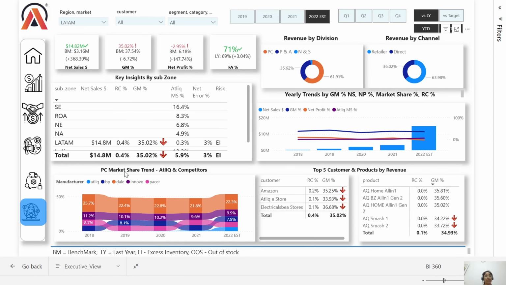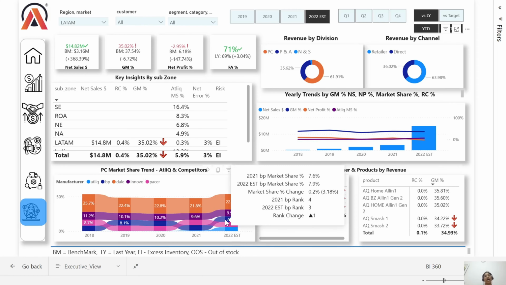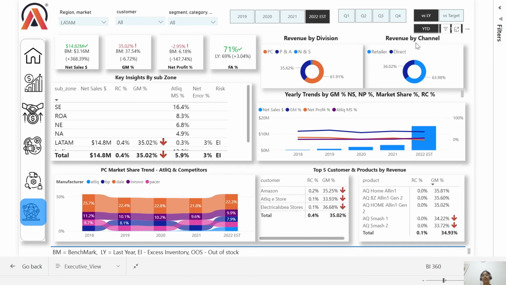Then moving to the PC market share trends, AtliQ and competitor. Here, AtliQ's presence is improving the sales in all the years. But compared to the competitors, it is the lowest in this chart. Moving to the revenue by divisions and revenue by channels. Retailer customers are generating more revenue for AtliQ. Here the PC product is generating more revenue for AtliQ in the Latin America region. This is a yearly trend by GM percentage, net sales, net profit and PC market share percentage. Then moving to the top 5 customers based on revenue.